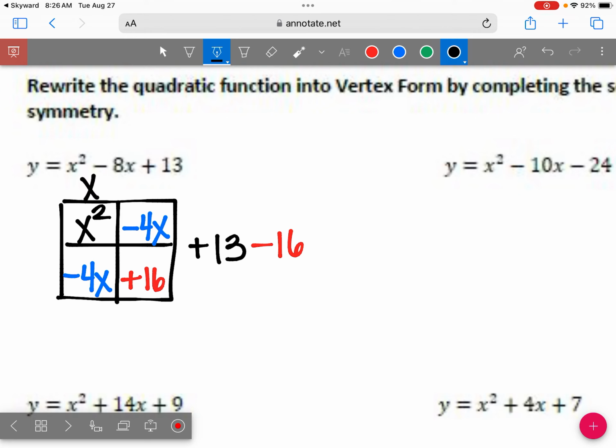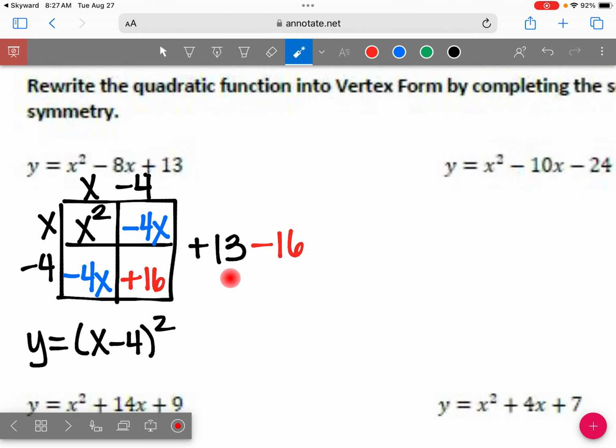So this is going to factor down to x minus 4 times x minus 4. That's my GCF. So my equation would be y equals x minus 4 squared. So instead of writing x minus 4 twice, we just say it's x minus 4 squared. Pick up your calculators and see what you get here.